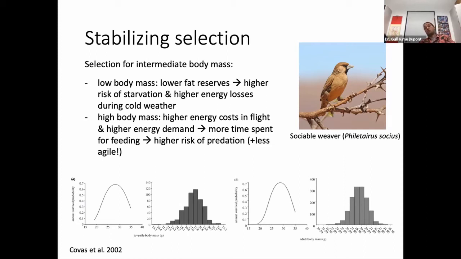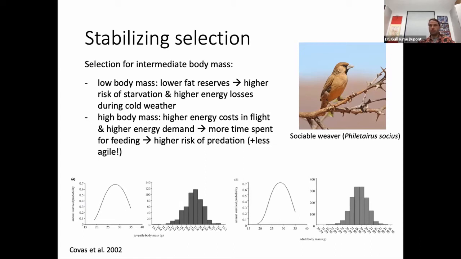So you could think a high body mass should be an advantage. Well, they found out, and this is also in line with other research by ornithologists, that heavier birds require more energy to fly, to take off and to stay in flight. That means they have to spend more time feeding to maintain their body weight, which presents a higher risk of being eaten by predators.